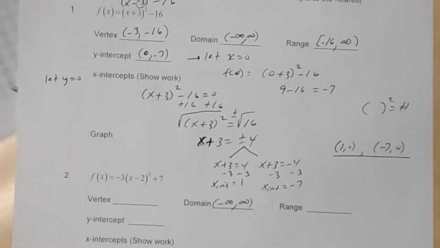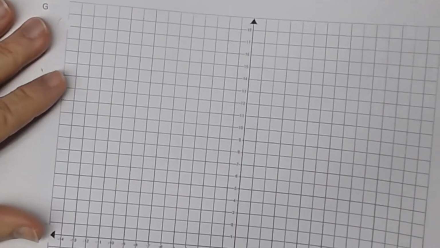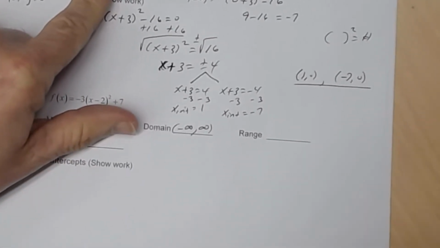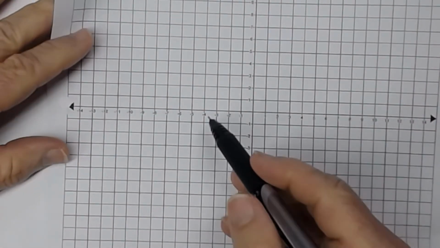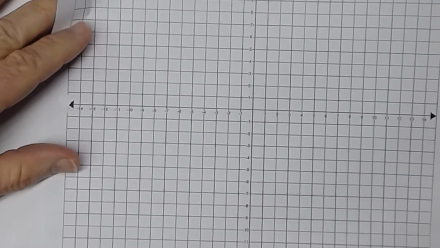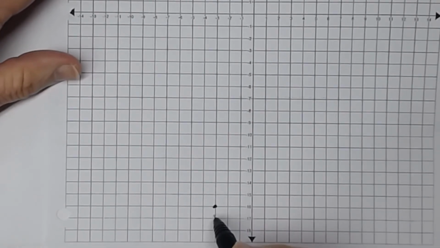Listen carefully. When graphing a quadratic function, you need to know the vertex. You have to know the vertex. The vertex is (-3, -16). So again, (-3, -16) is right here. That's your vertex right here.